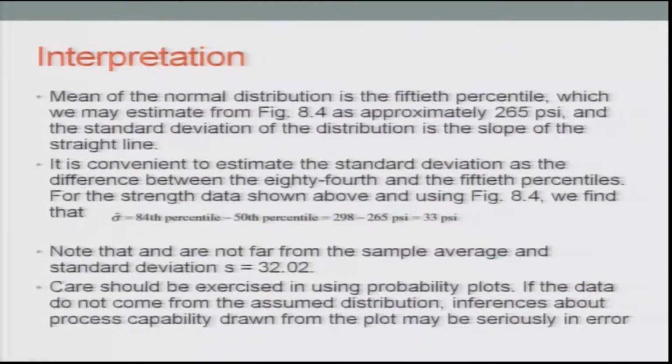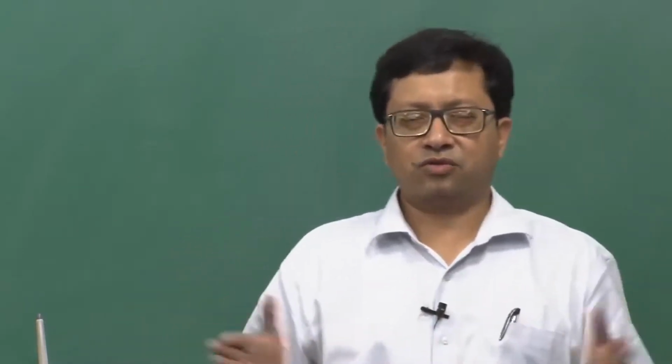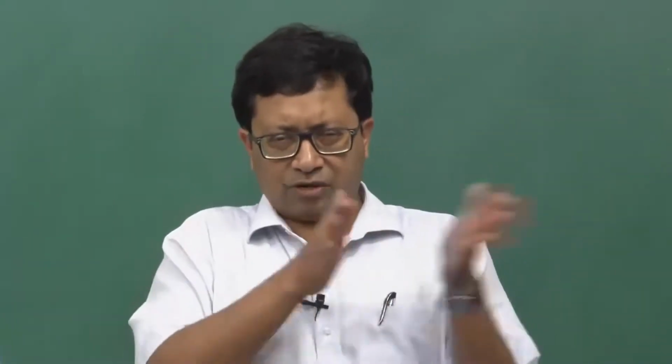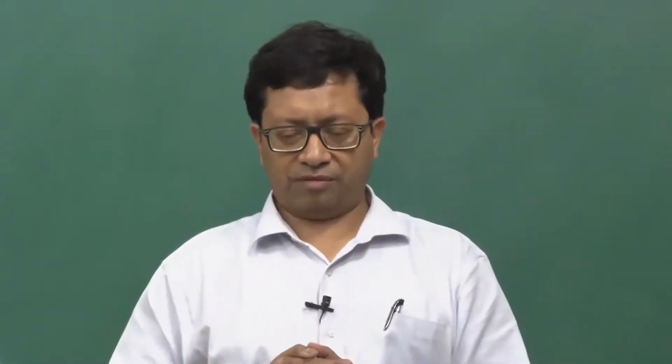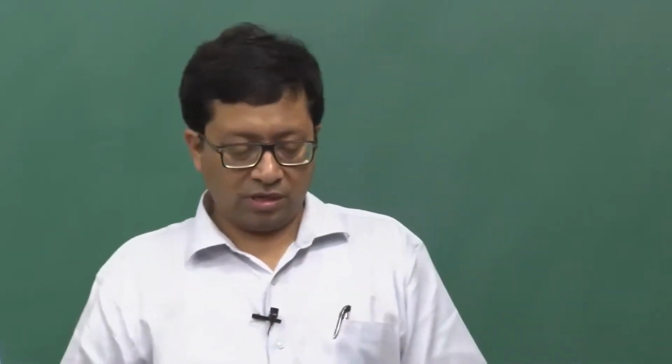So, you want to basically interpret the results. The interpretation of the results would be that the mean of the normal distribution is the 50th percentile, which we will estimate from figure 8.4 as just mentioned. So, basically it will be 265 psi, pounds per square inch, the pressure which is there. That would depend on the average value, and plus minus of that would give you the overall so-called dispersion, based on which you can say yes, within this range the bottles should not burst.